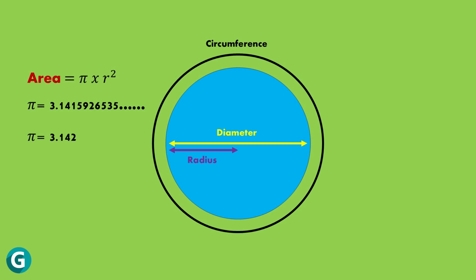Pi is obtained by taking the circumference of a circle and dividing it by the diameter. And this is the same for any size circle.